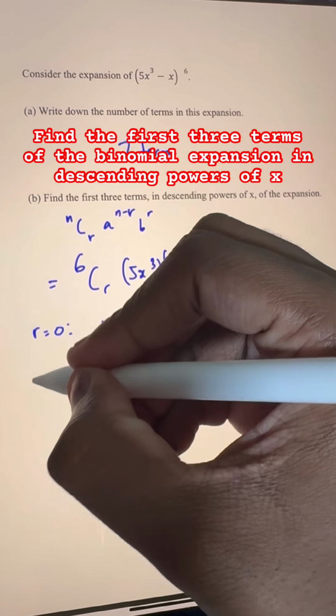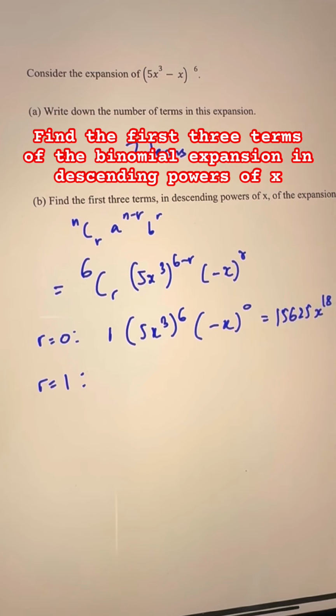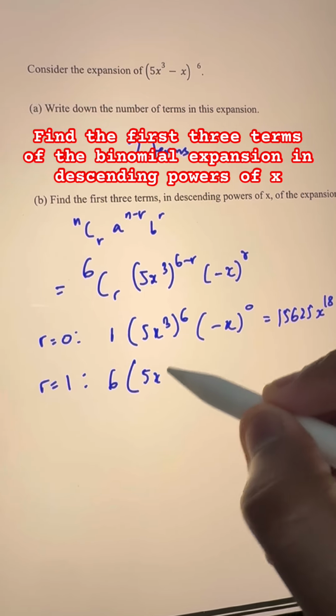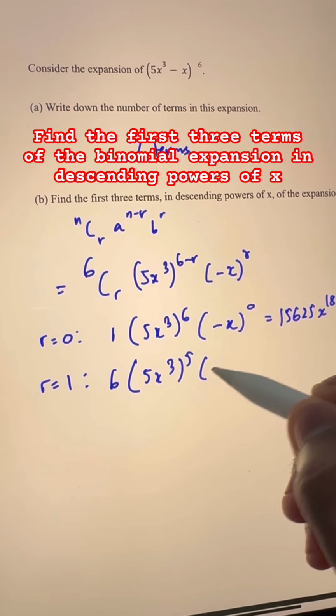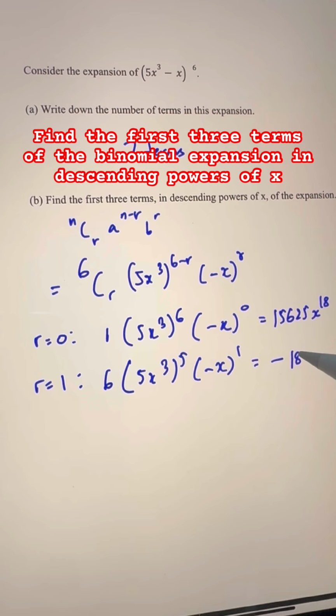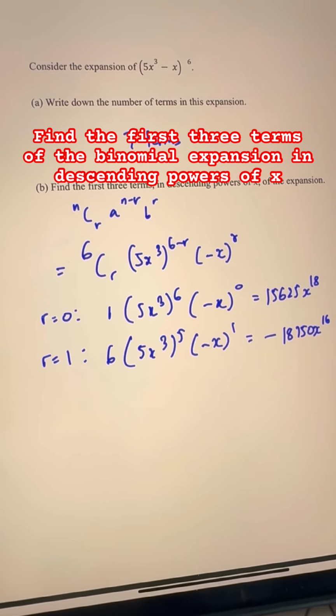Now for r equal to 1, we will get 6C1, which is 6, times (5x cubed) to the power of 5, times (minus x) to the power of 1, which is going to be equal to negative 18,750 x to the power of 16. So that's our second one.